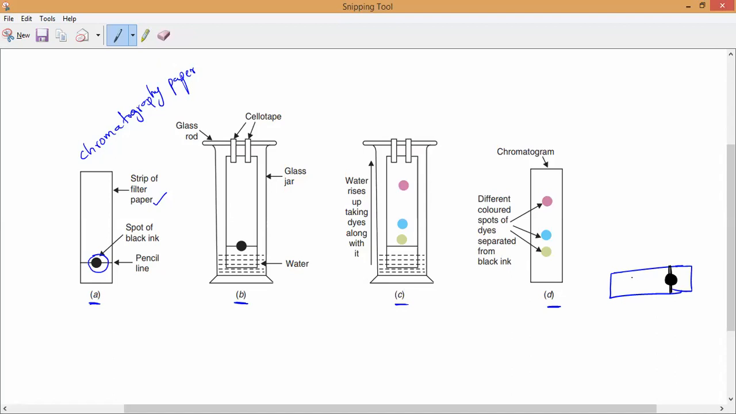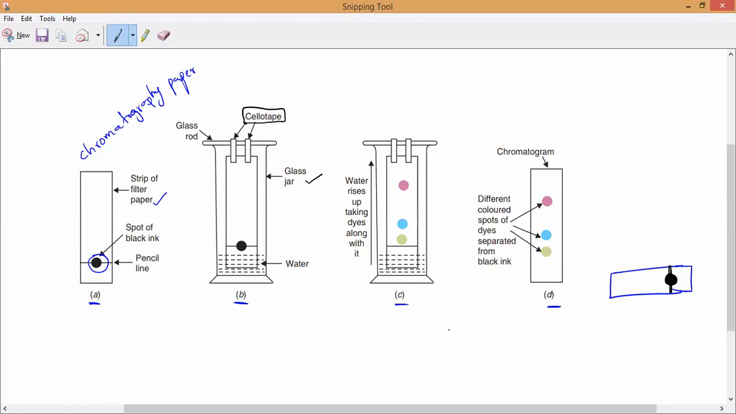Now take that paper strip or chromatography paper and hang it with the help of a glass rod. You can see here, with the help of a glass rod and cello tape, fix it in a glass jar. Okay, guys, fix it in a glass jar. So now, how to fix it?